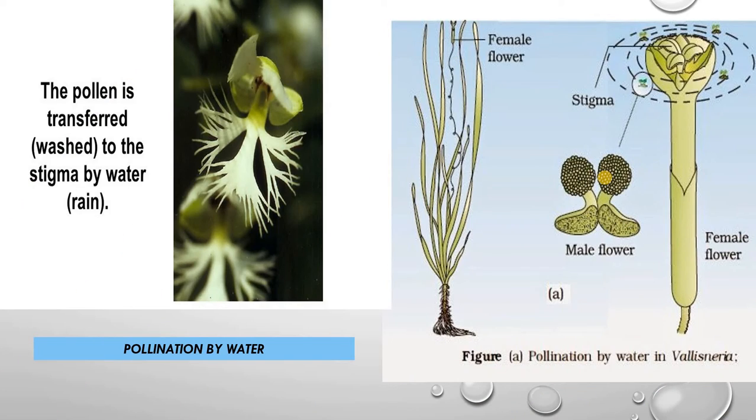Next comes the pollination by water. Now the pollination in aquatic plants, particularly those plants which are submerged in water, is done by water. Since the pollen grains are very light, they are easily carried by water from flower to flower for pollination. The pollination in aquatic plants such as Vallisneria and Hydrilla is carried out by what? It is carried out by water.